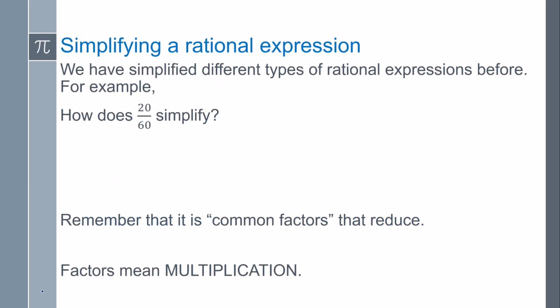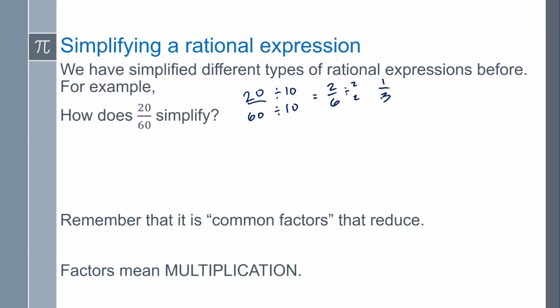Now, you have simplified a rational expression before. You have looked at something like 20 over 60 and thought to yourself, what is a number that the top and the bottom are going to reduce by? So you said, okay, 20 over 60, I can divide the top by 10 and the bottom by 10, so I'm going to get 2 over 6, and then I can divide the top by 2 and the bottom by 2, and you're going to get 1 over 3. Now, that is a great shortcut, but the reality is it's missing the heart of what you're actually doing.